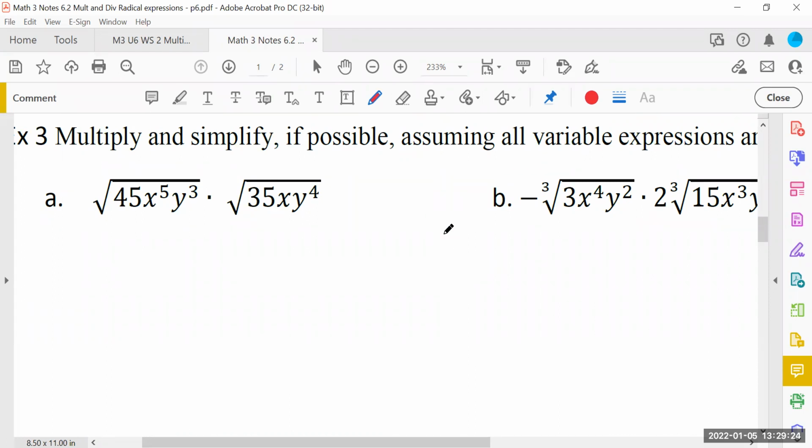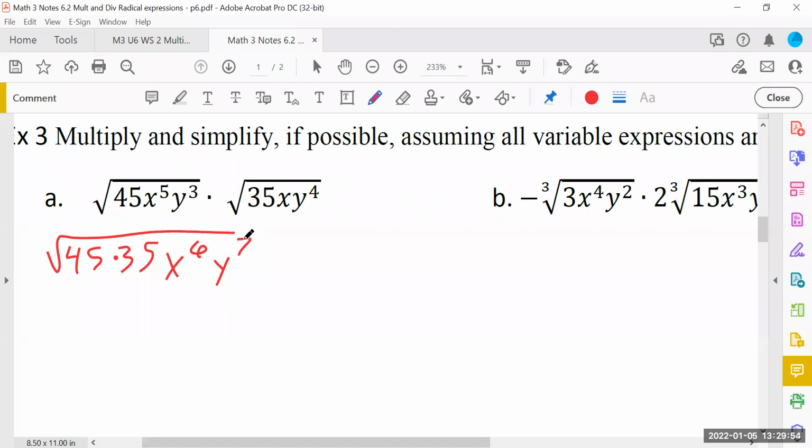So for letter A, they're both square roots. I'm going to put them together. The square root of 45 times 35. Again, I'm not going to actually multiply those together because my very next step would be to factor it back out. X to the 5th times x would be x to the 6th. Y to the 3rd times y to the 4th. That makes y to the 7th.